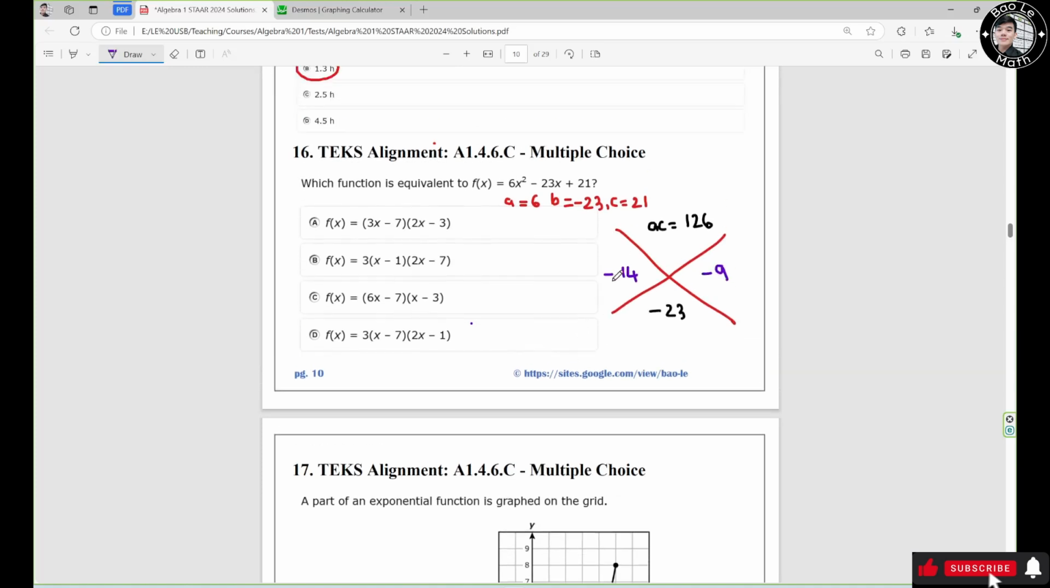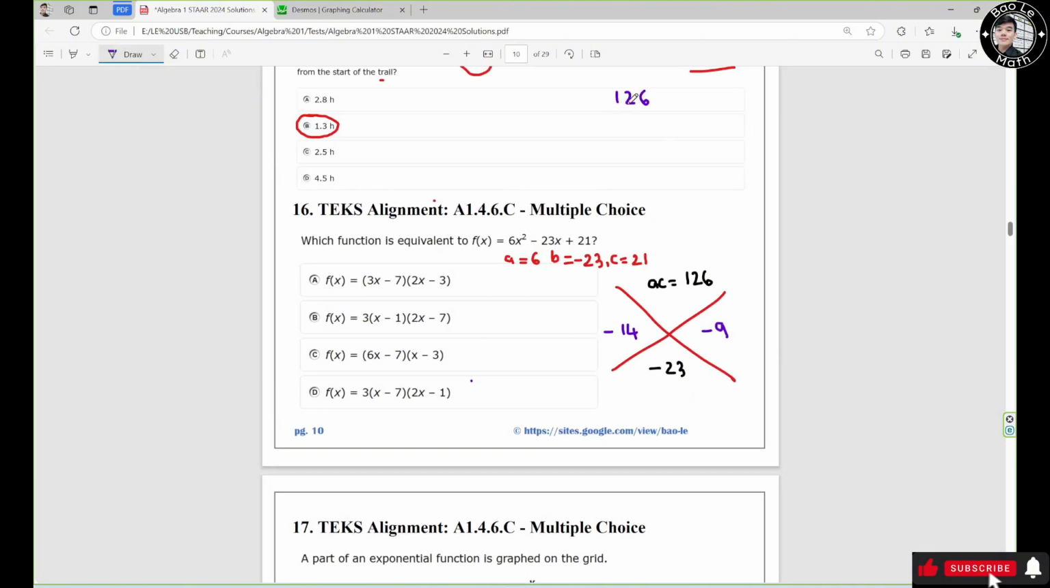Now, how do you get these two numbers quickly? You just turn 126 into a product of two numbers. So you divide by 1 and this one should be 126. Now, if you add this up, it's not negative 23, so it's wrong. Keep in mind, the product is positive and the sum is negative. Two numbers right here must be negative. So you can try negative 1 and negative 126. It doesn't work, because when you add them up, it's going to be negative 127.